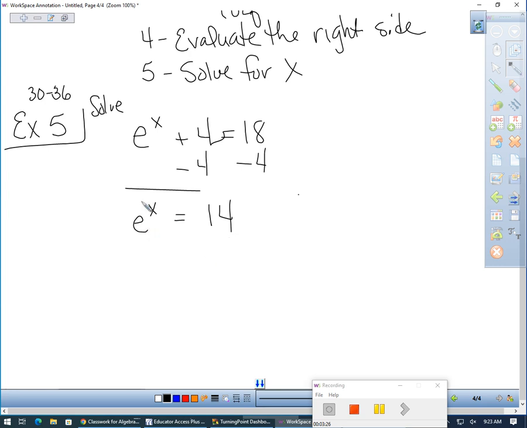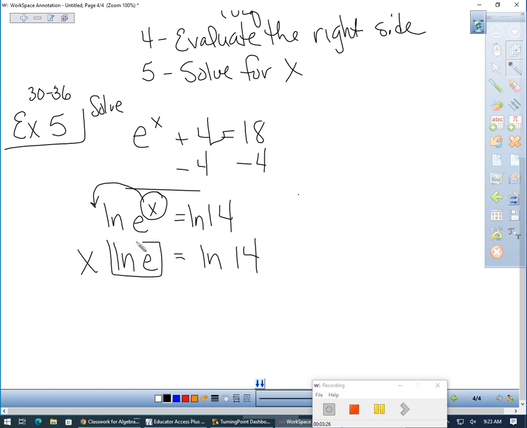Now, because I have the e to the x by itself, I'm going to write natural log in front of both sides. So I have the natural log of e to the x equals the natural log of 14. On this side, we get to take this x, the exponent, out in front. So I have x natural log e equals the natural log of 14. On this side, the natural log of e is equal to 1. So I just have x. On the right-hand side, we have the natural log of 14, and we can plug that into our calculator, and we get 2.639.